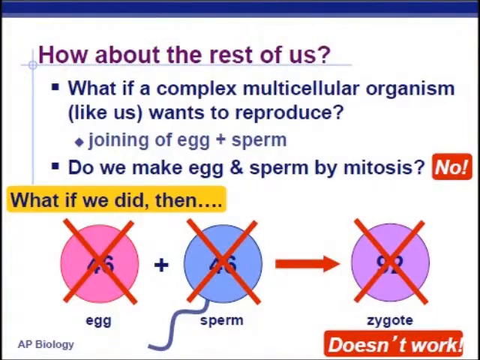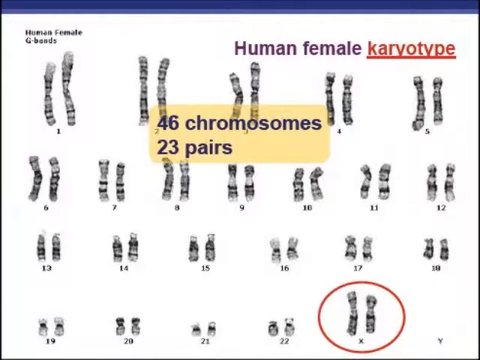Then what happens when a complex multicellular organism, such as a human being, wants to reproduce? We cannot produce gametes, which are eggs and sperm, through mitosis because the process will create 92 chromosomes in the resulting zygote. Humans only need 46 chromosomes.